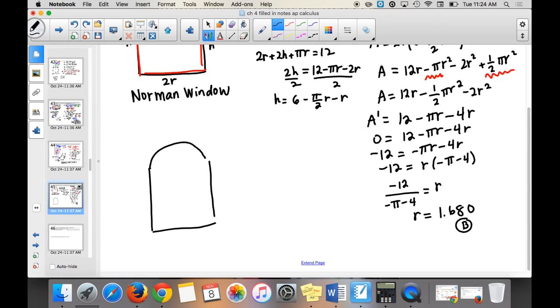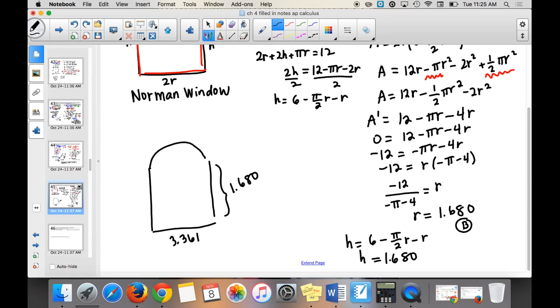So this is going to be r times 2 along the bottom. So 3.361. And then the height, I think it actually ends up being the same thing. So plug into your h equals 6 minus pi over 2 r minus r and plug in that b value. And it equals 1.680. I guess it's the same as what r was. Okay, and that's it.